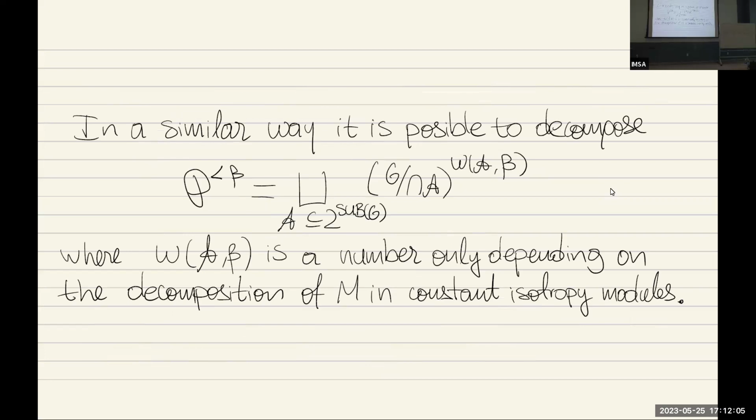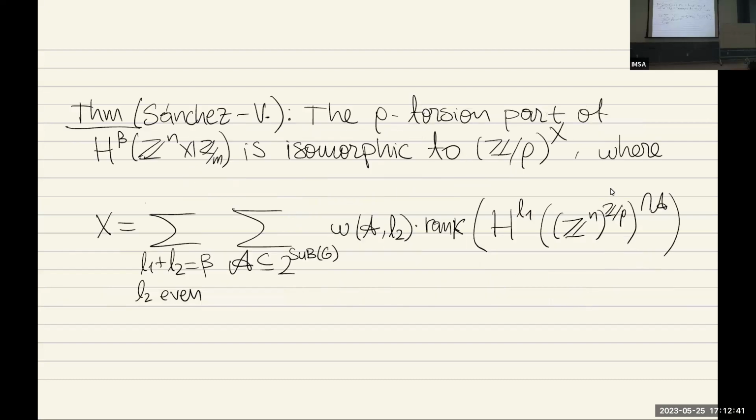In a similar way, we can decompose also these other sets that describe the cohomology in any degree beta. In a similar way, with the decomposition of orbits with certain isotropy groups, and the number of orbits of each type can be computed also with a number only depending on the decomposition of M in constant isotropy modules. Okay, and the theorem.